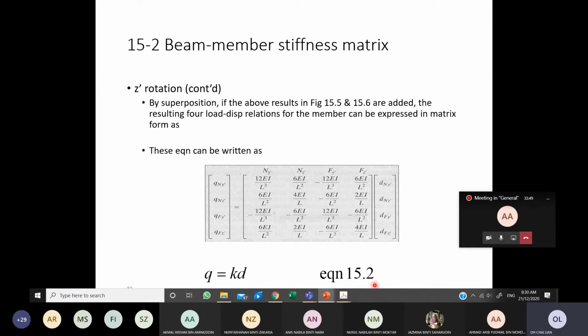Because we are deriving these relations between the near end and far end, the reactions, the forces, with the displacements. This is what is happening in the stiffness method. We want to know the relation between the force and the displacement. So these equations will be used: Q equal to KD, and the K will be this one. Today we are going to use this to determine our member stiffness matrix.